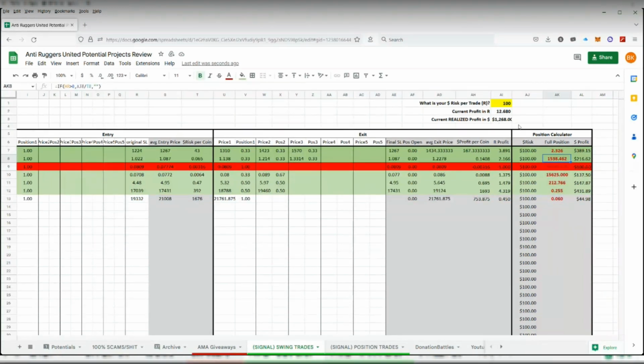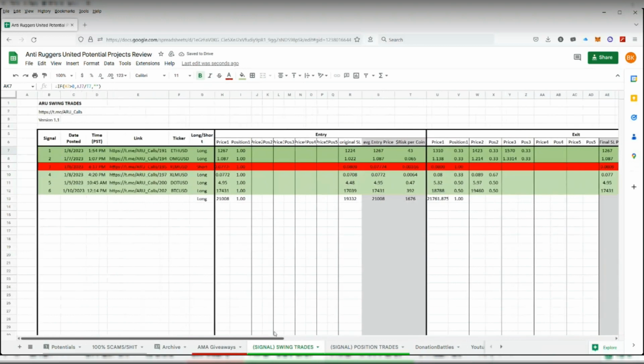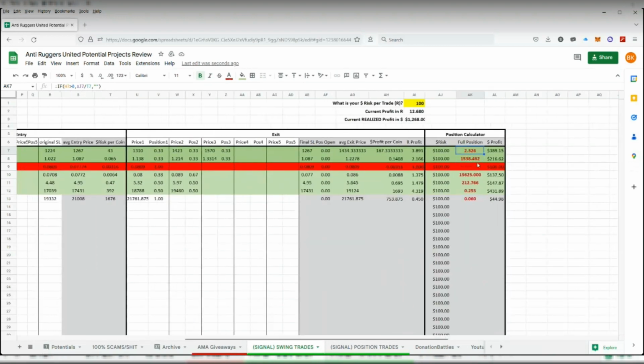So this is how you use this chart, guys. You put in whatever you want to risk. You want to risk $100? You put 100. You want to risk $10? You put 10. And this is going to tell you how many tokens to buy for 100% of your position. So for example, if you want to risk $100 for signal 1, which is Ethereum, you buy 2.3 Ethereum.